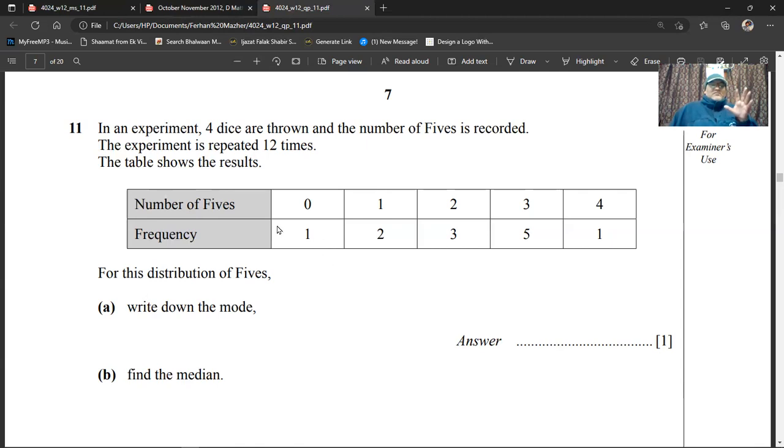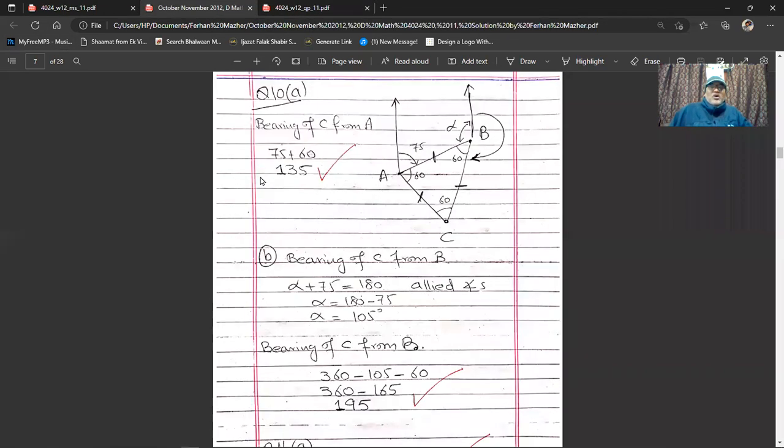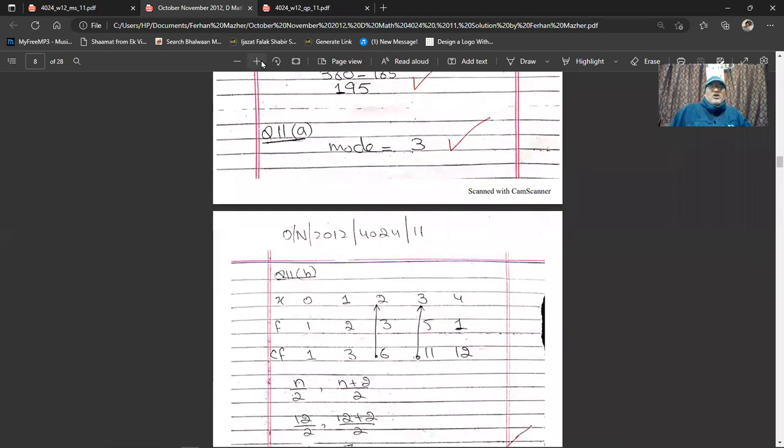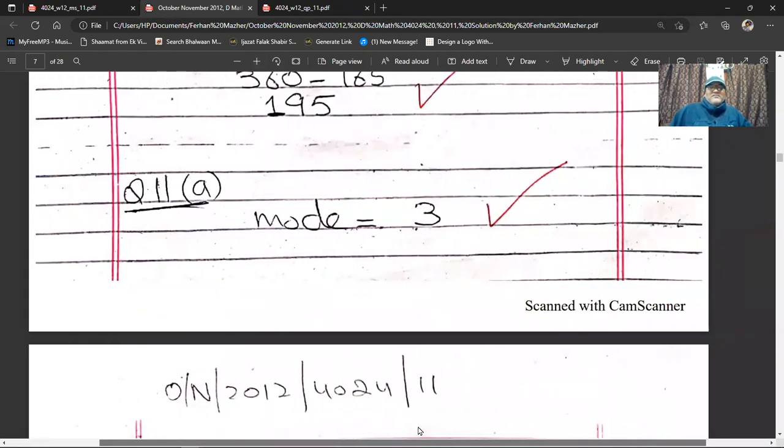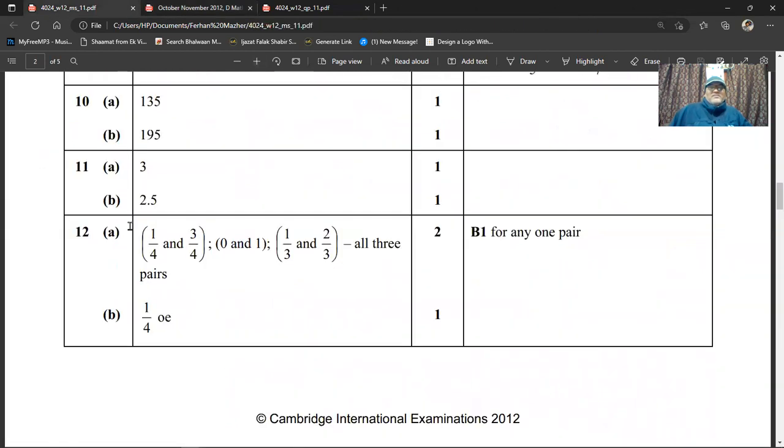So this is called X, and this is called F. The first question they are asking is, for this distribution of the fives, write down the mode. Mode is that number which has the highest frequency. So the highest frequency here is 5. Whatever the value of X is on the highest frequency, that is called the mode. So the mode will be 3.